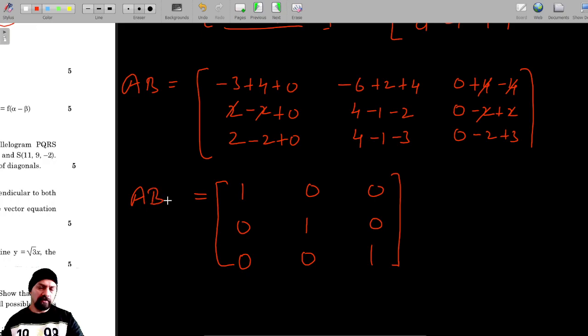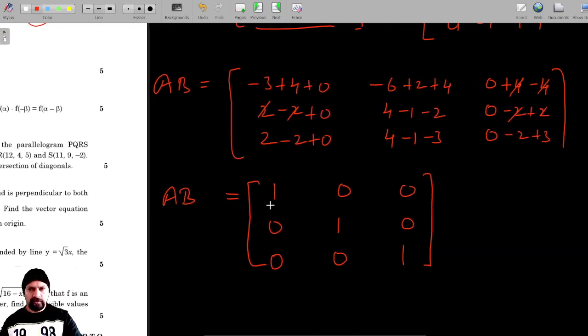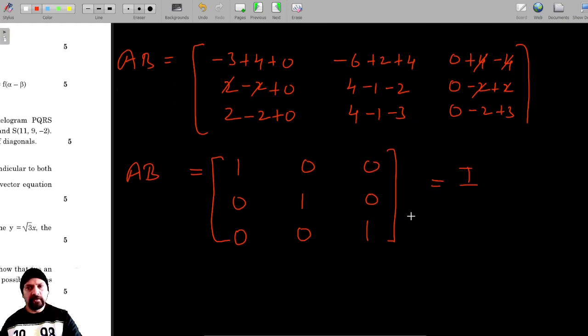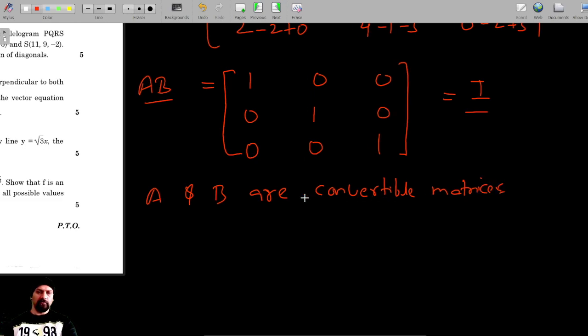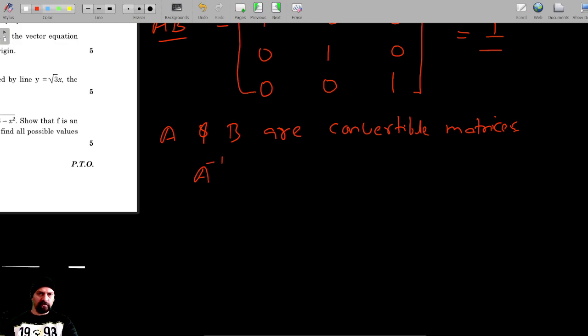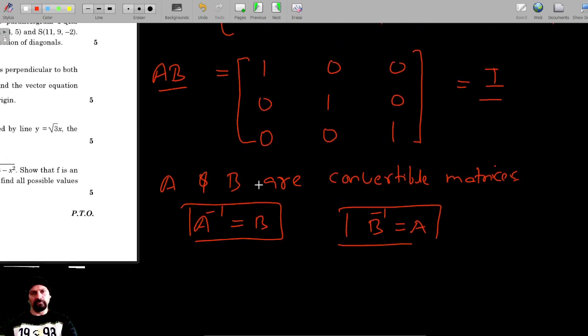Okay, so we have got AB, which is an identity matrix. That means A and B are invertible matrices because the product of them is an identity matrix. And when A and B are invertible matrices, that means they are inverses of each other. So A inverse is B and B inverse is A. That is the result we got from the product.